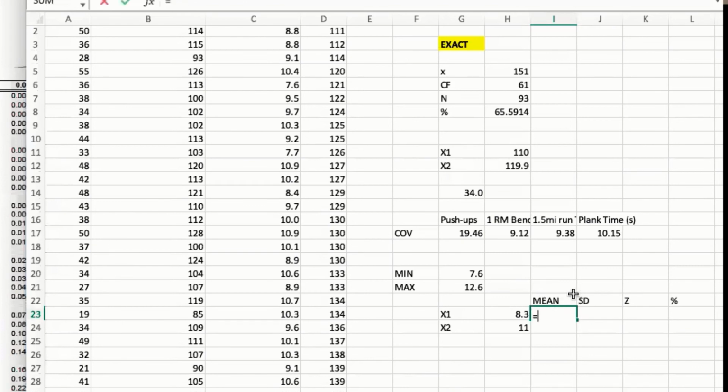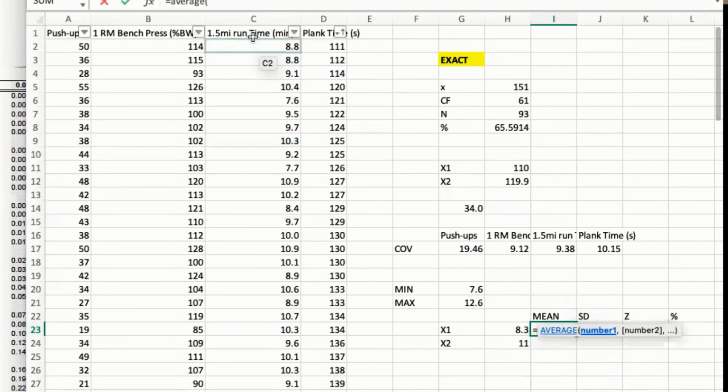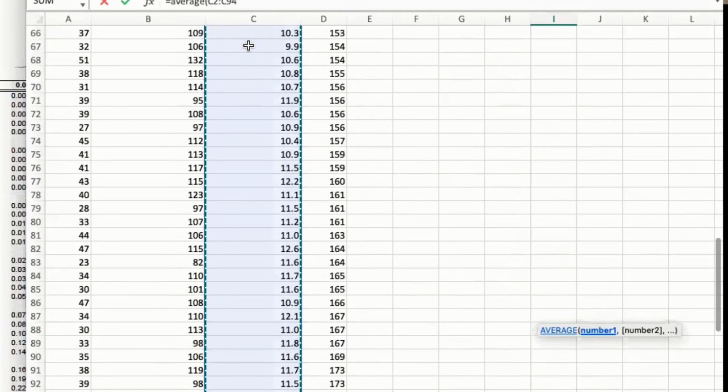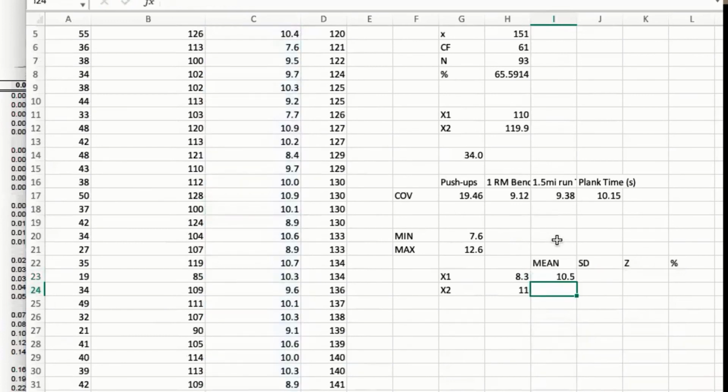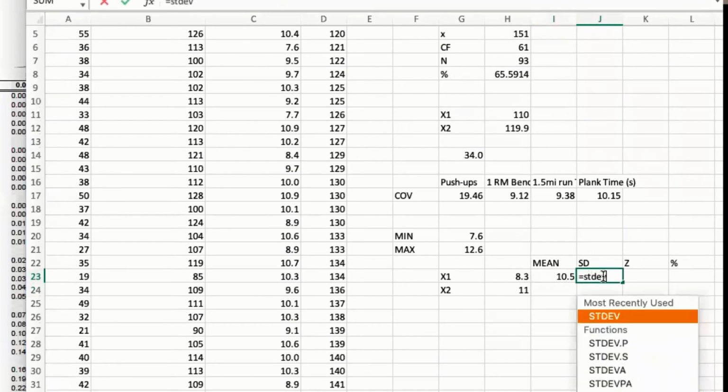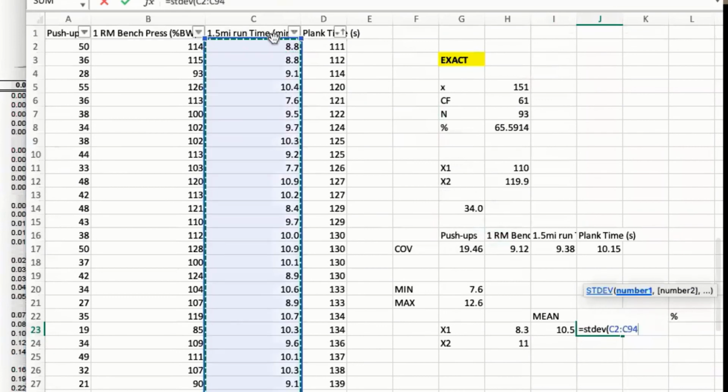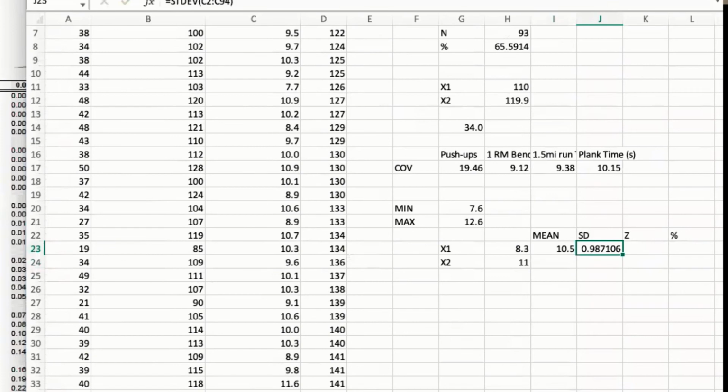So the mean is the average, and we're looking at runtime. We can find the average of our runtime. That's going to be the same no matter which x variable we are looking at. Same thing goes for the standard deviation. And then to get the z-scores, we do the raw score minus the mean, making sure that's in parentheses so that your order of operations is correct, and then we divide by the standard deviation.